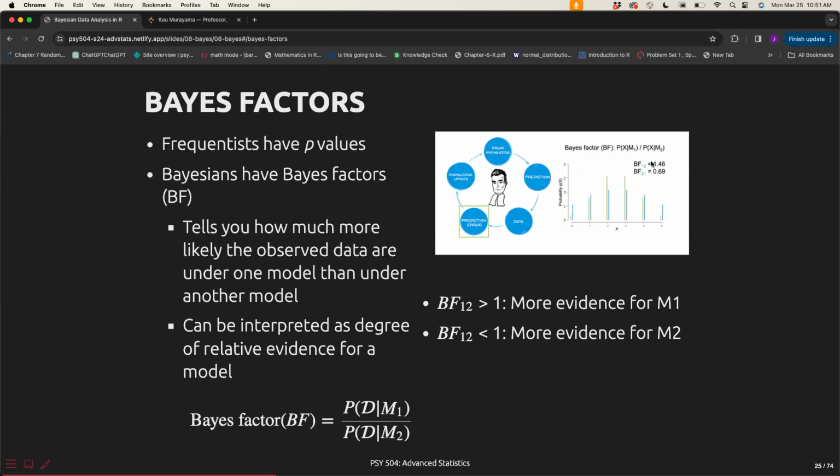For our particular model here, we can calculate a Bayes factor, and we usually use subscripts, and we usually use the comparison of the models. So if we have a subscript of 1, 2, that means that this is the Bayes factor for model 1 versus 2.